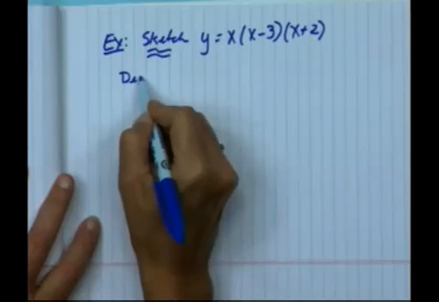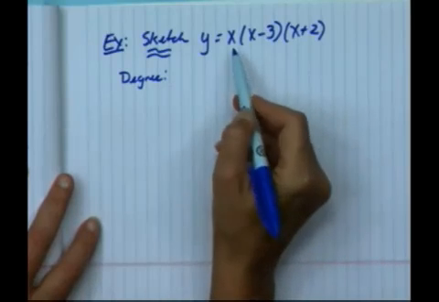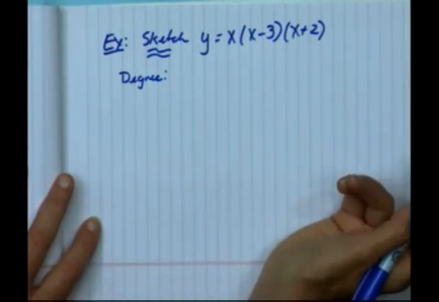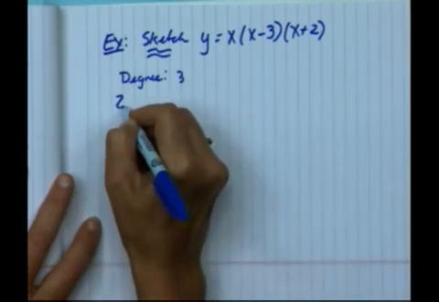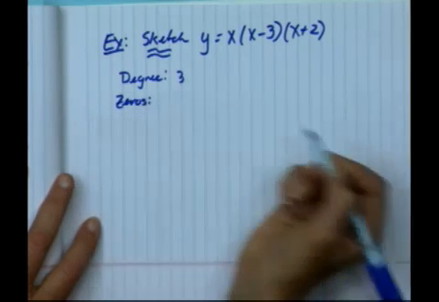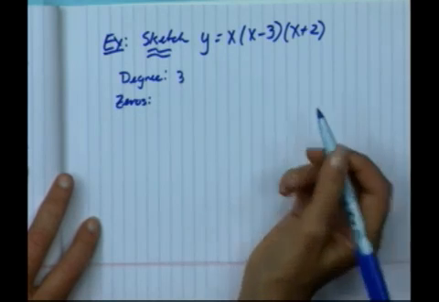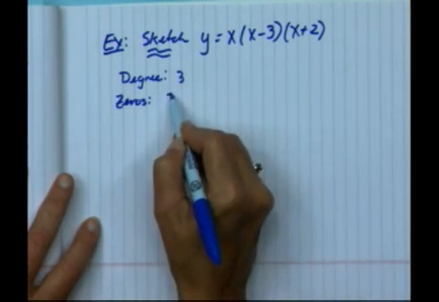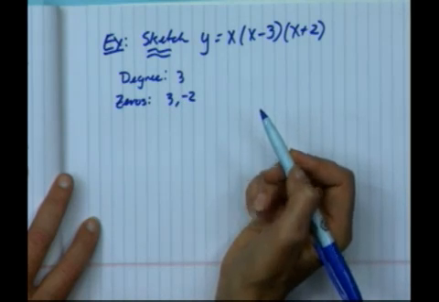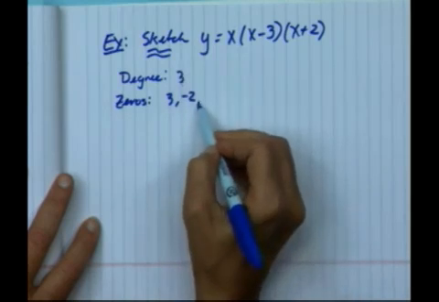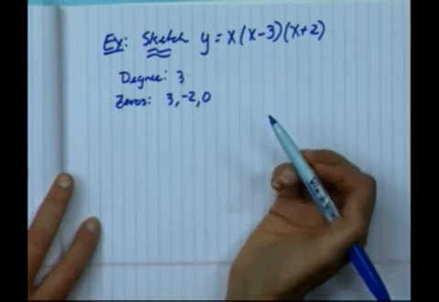What is the degree of my polynomial function here? Degree 3. Third degree. It's of degree 3. What are my zeros of this function? 3 and -2, and 0. Where'd that 0 come from, everybody?